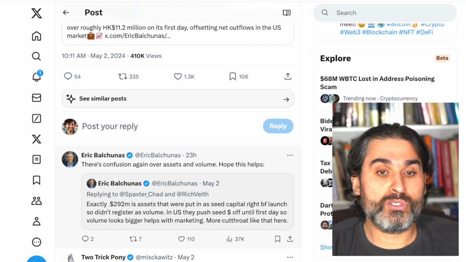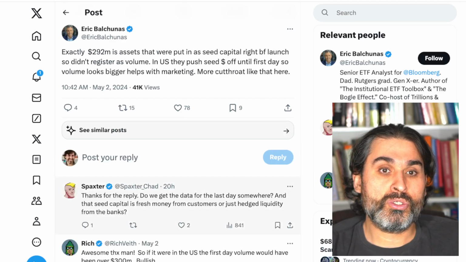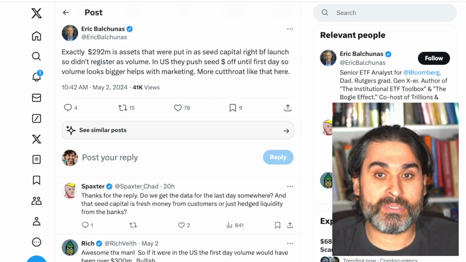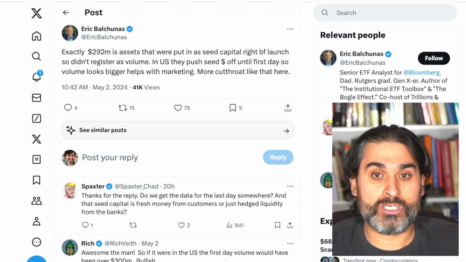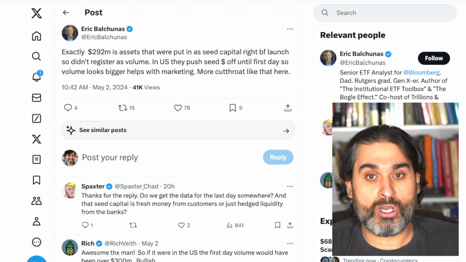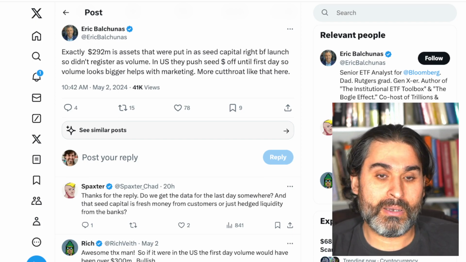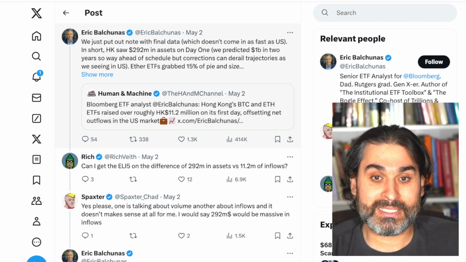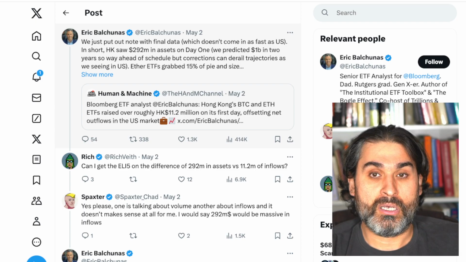So the confusion of volume here, he explains it. He says 292 million is assets that were put in as seed capital right before launch, so it didn't register as volume. In the US, they push seed dollars off until the first day, so volume looks bigger and it helps with marketing. It's more cutthroat like that here. So that was the distinction of why it was 292 million in assets versus 11 million inflows.